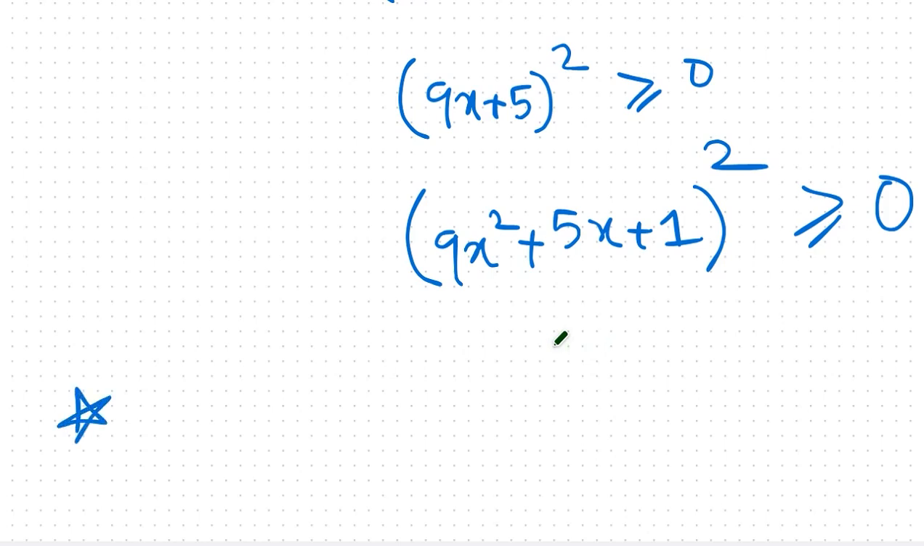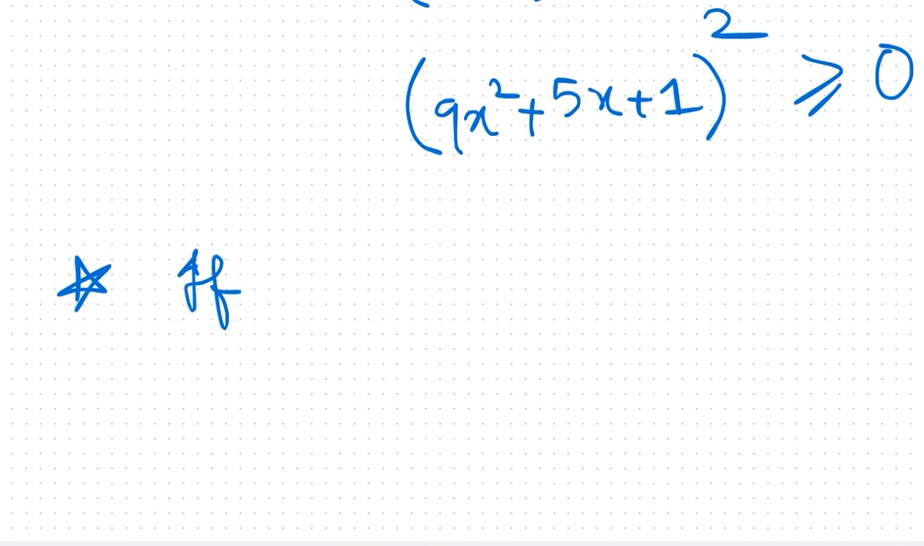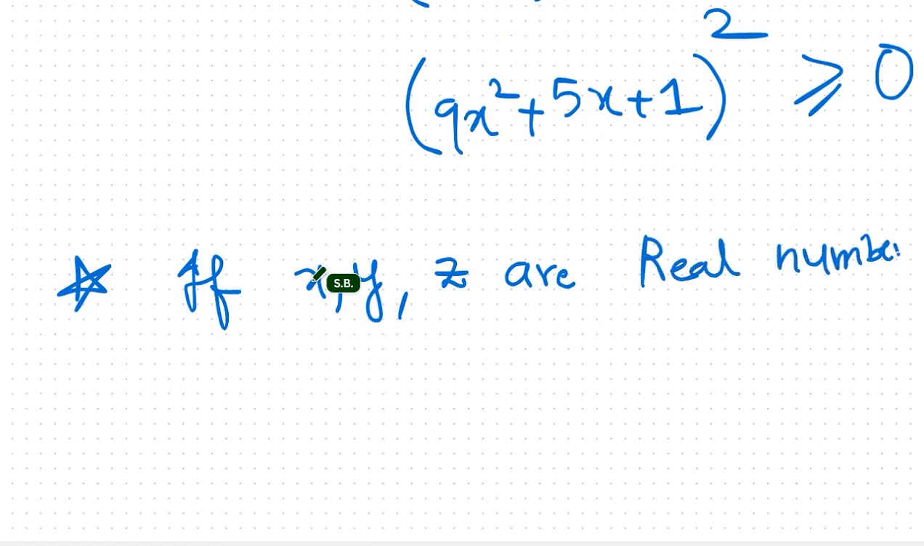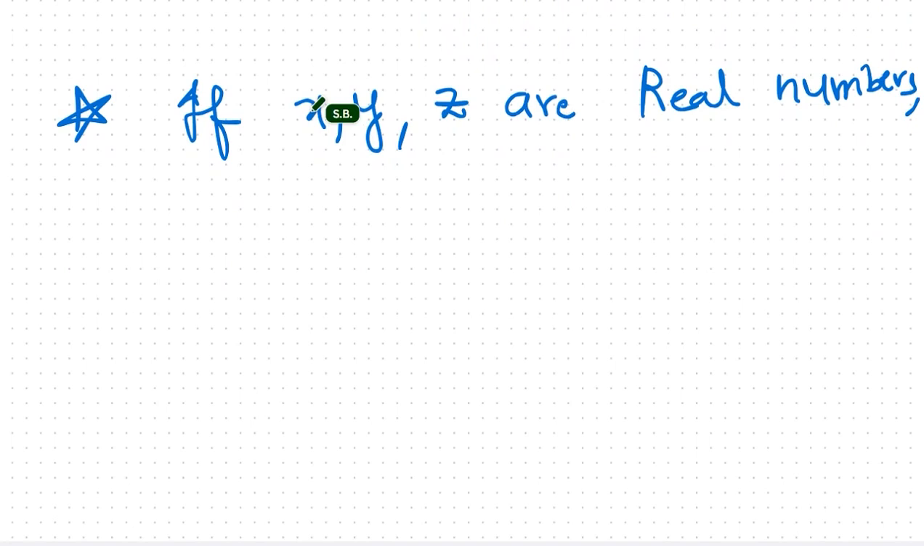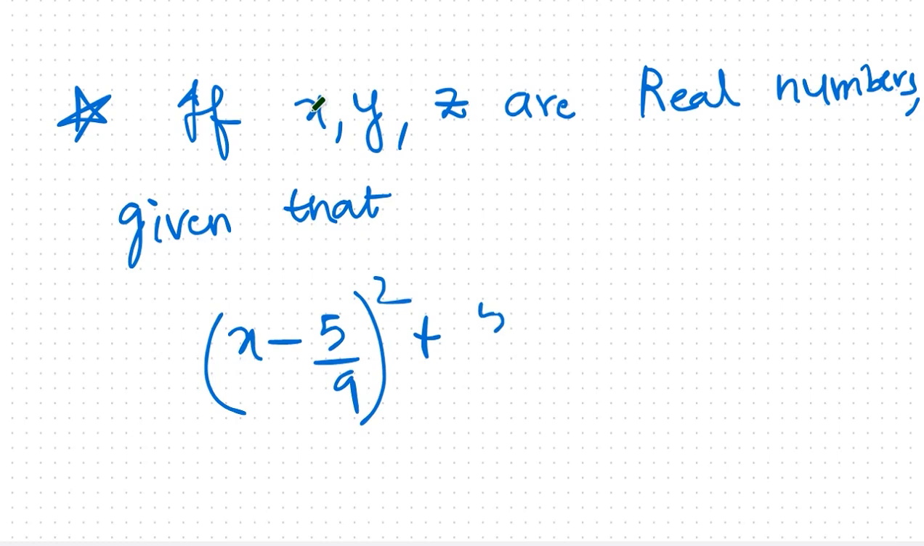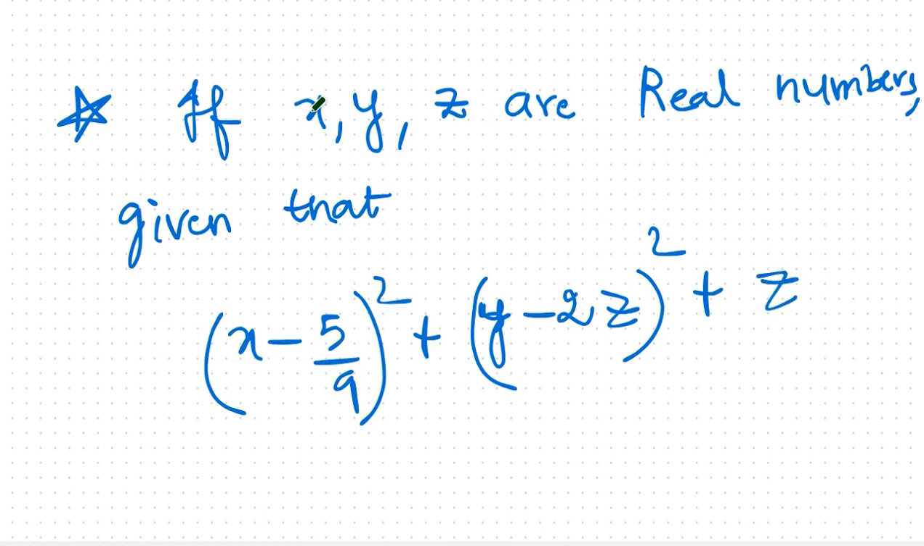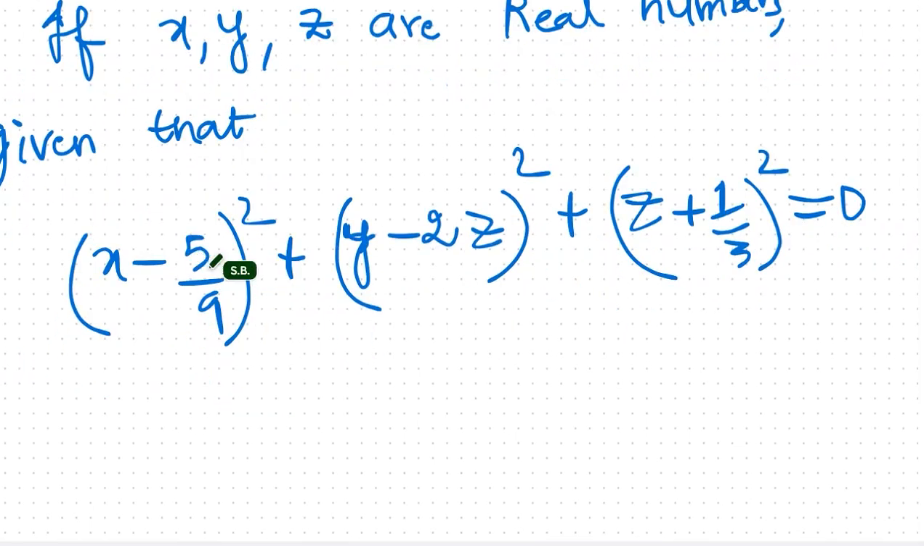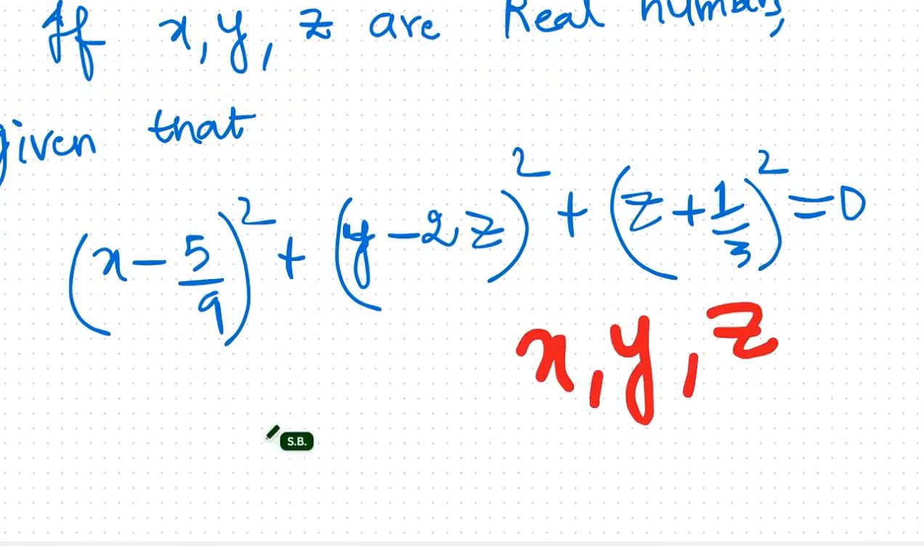Okay, let's do this question. You'll understand this. If x, y, z are real numbers, given that (x minus 5 by 9) squared plus (y minus 2z) squared plus (z plus 1 by 3) squared is equal to 0, what is the value of x, y, z?